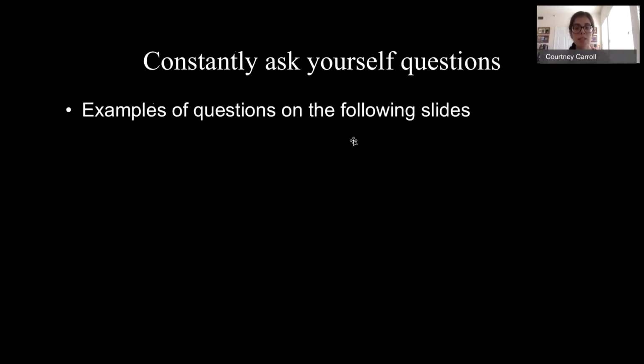When you read a scientific paper, the major idea is that you want to constantly ask yourself questions. Reading shouldn't be a passive process, but instead should be an active, engaged process where you are asking yourself, what's happening? What's the purpose? Is this the best way to go about it? All through the paper. And there are different types of questions you want to ask yourself as you move through different types or different sections in the paper.